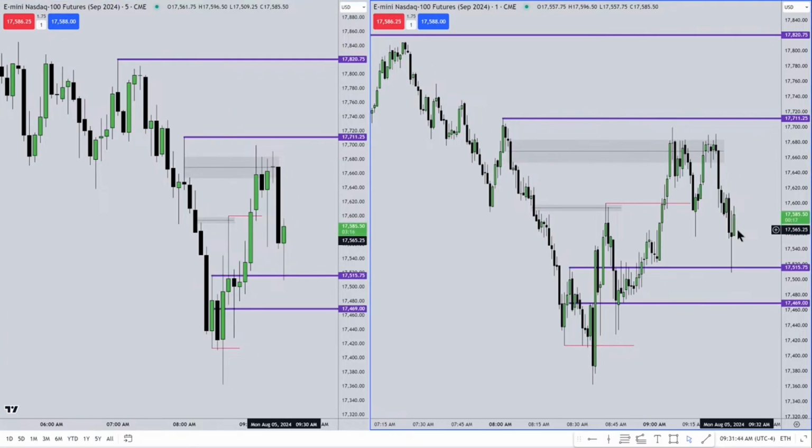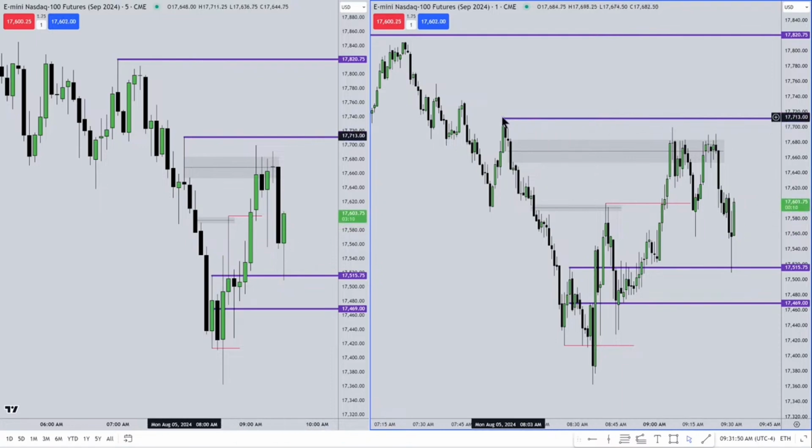Now also notice that we've created again high, lower high, high, lower high, but real close to one another. When did it form?